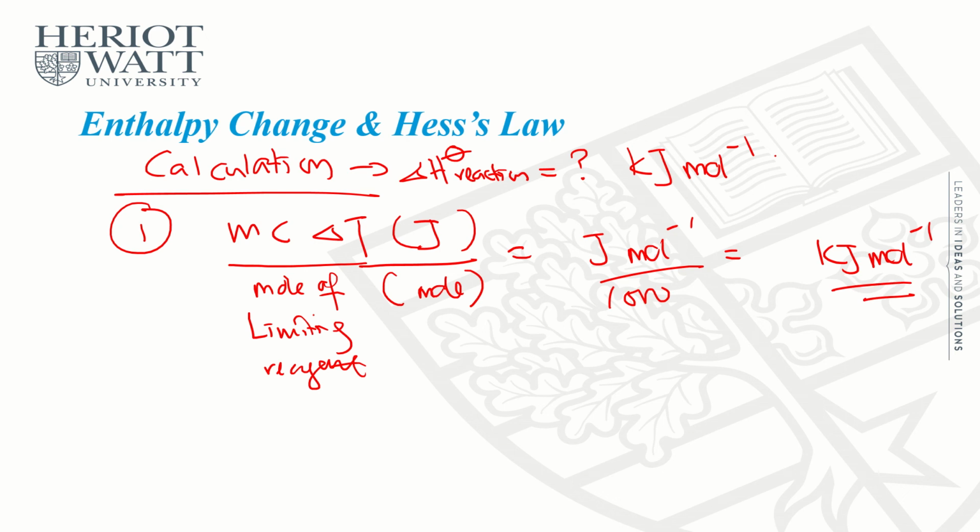This is the first method. I guess I don't have to further explain what mcΔT is because I explained that during our lab session for this week. All right, this is the first method to calculate enthalpy change. Now, what is the second one?